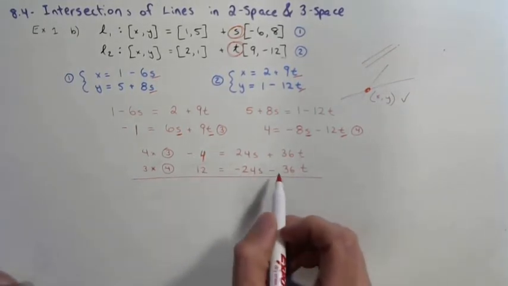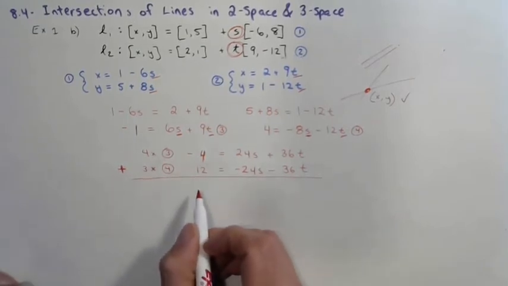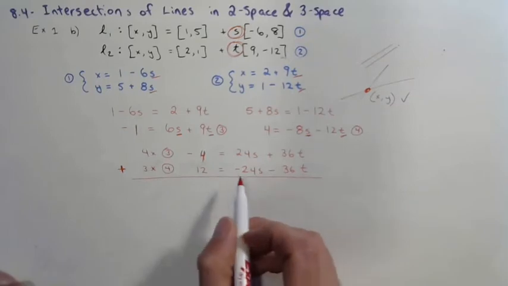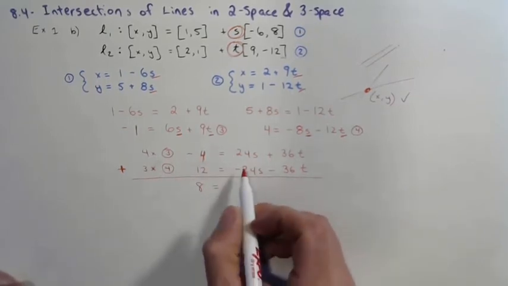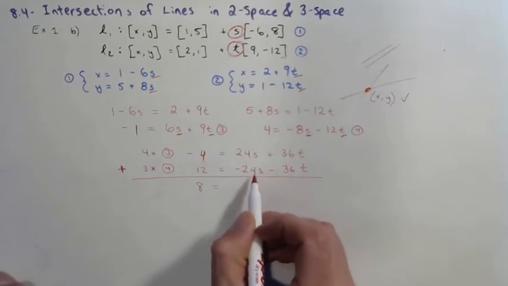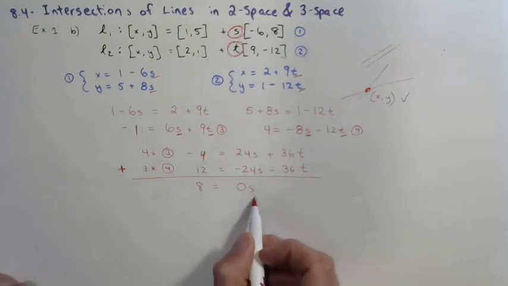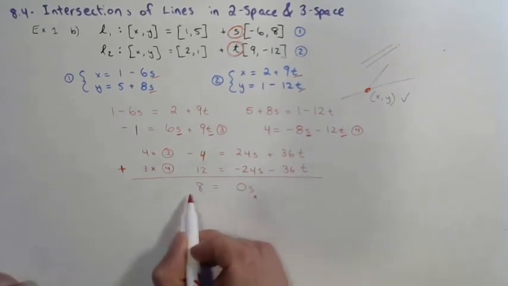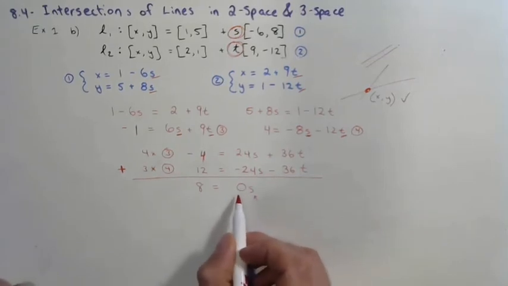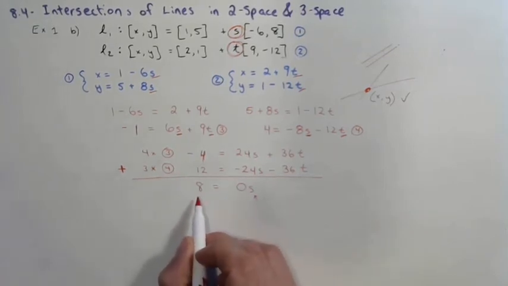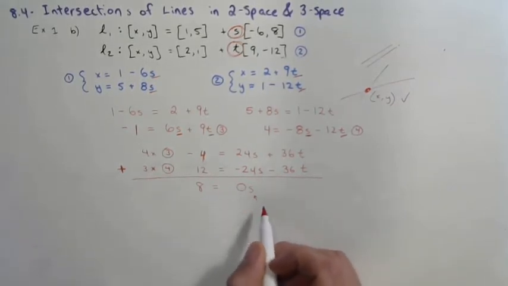So I'm going to add these together. And that eliminates my t's. I've got negative 4 plus 12 is 8. But now I also have 24s plus negative 24s. Well, that is 0 s's. So is there any value of s that can make this statement true? No, because anything times 0 is 0. It will never be equal to 8. So this equation is not true for any value of s.